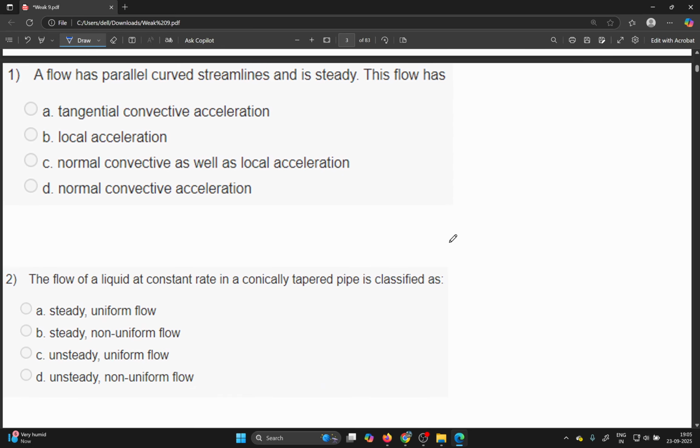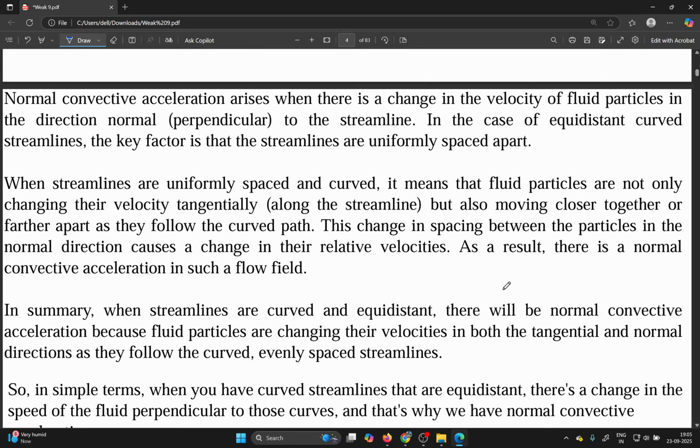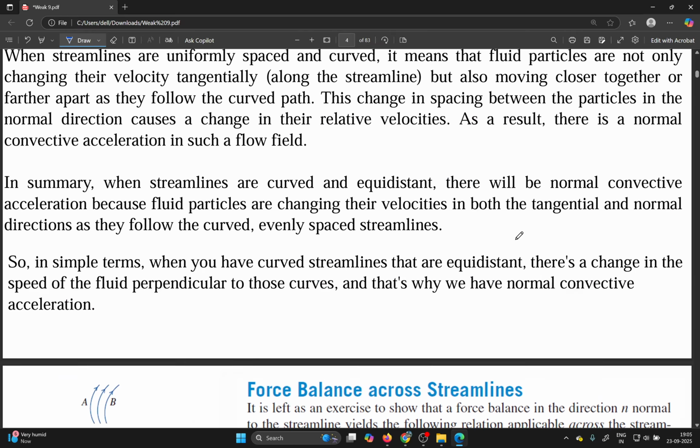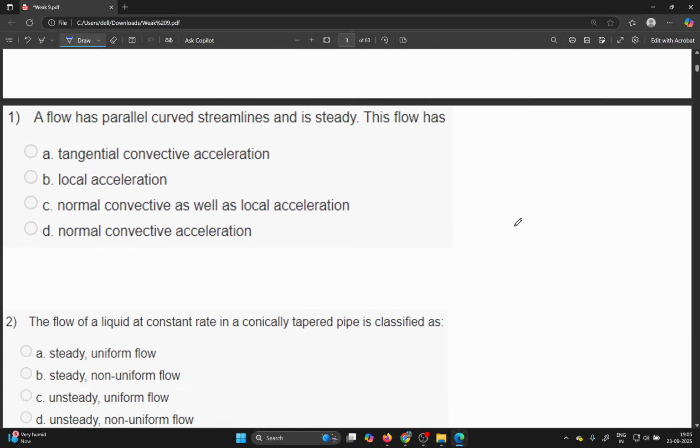So the first question is, I have theories also, but before going on to theory, let us discuss a very basic question, which is related to your previous week also. The similar question I have already solved in the previous week. A flow has parallel curved streamlines and is steady. This flow has tangential convective acceleration, local acceleration, normal convective acceleration, or normal local acceleration.